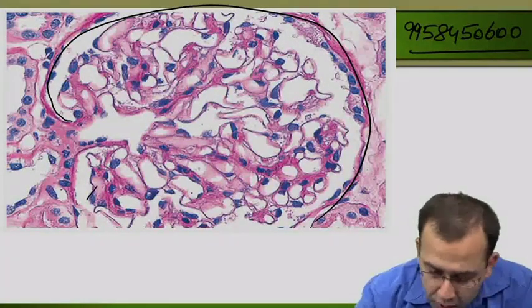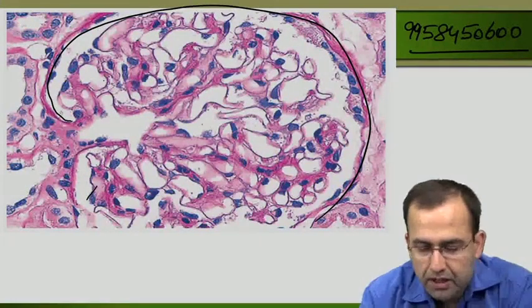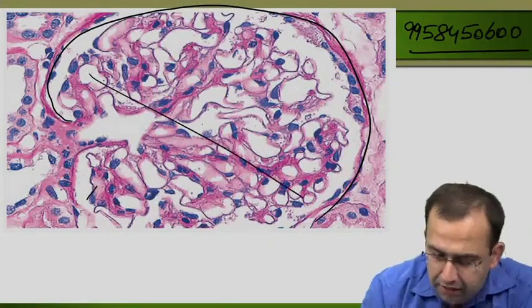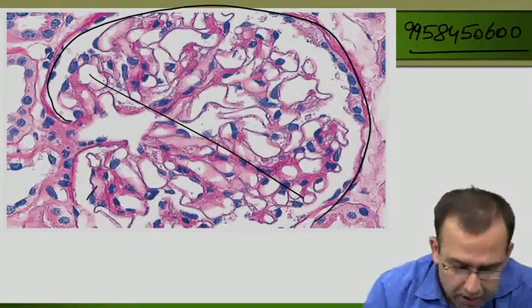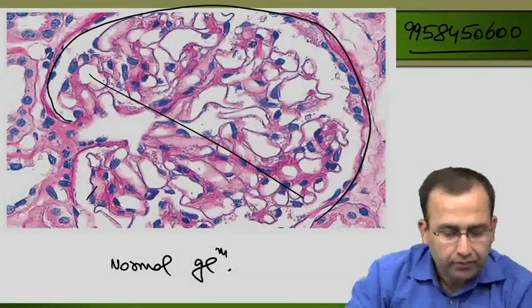Next, what we see here is the presence of capillaries. Capillaries have a nice open patent lumen and they are well spread apart in the whole glomerulus. This is a nice normal glomerulus.